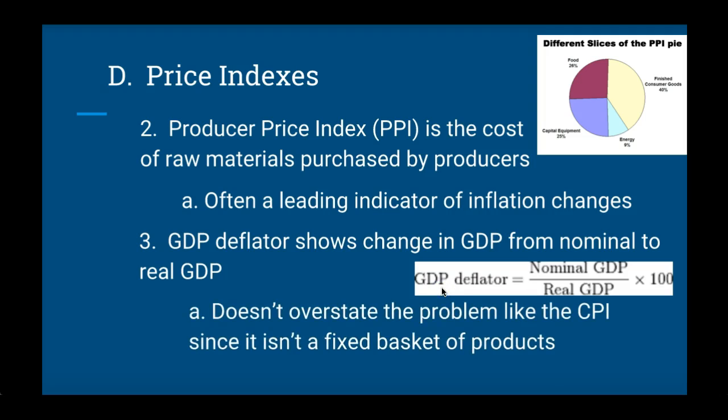The GDP deflator doesn't overstate the problem like the CPI, because we said the CPI changes and fluctuates a lot, while the GDP deflator isn't a fixed basket of products from one year to the next. We are looking at nominal versus real in the same year. So some people say that the GDP deflator is a better representation of inflation as a whole.